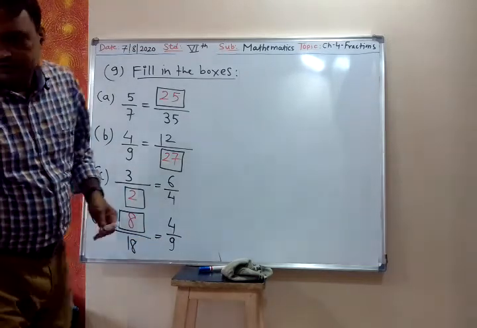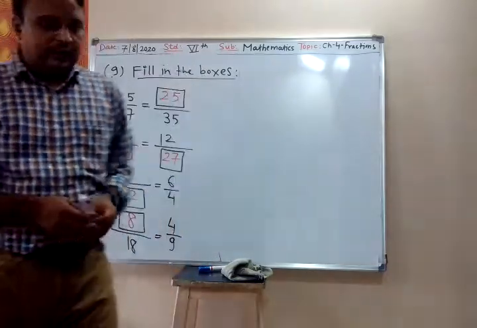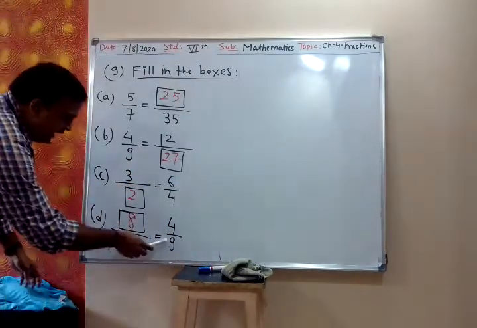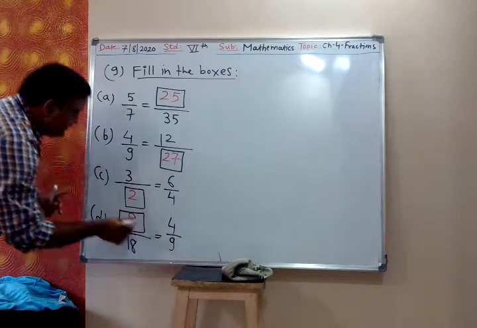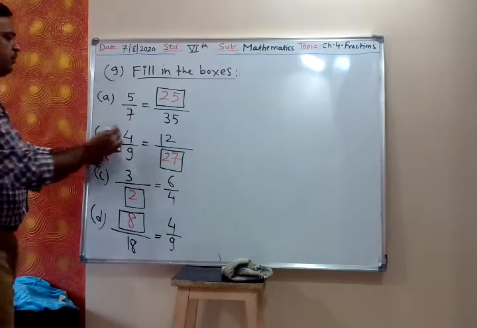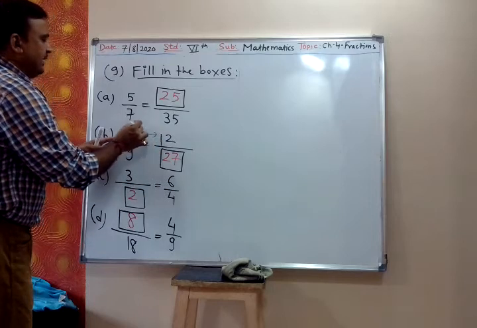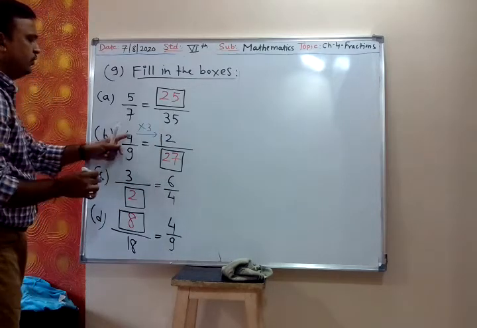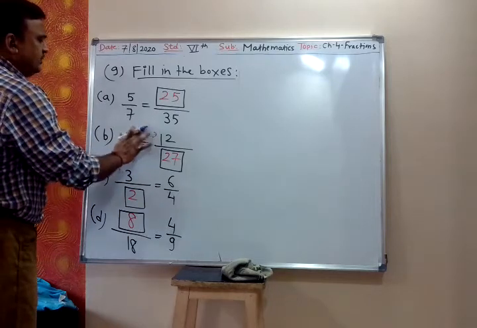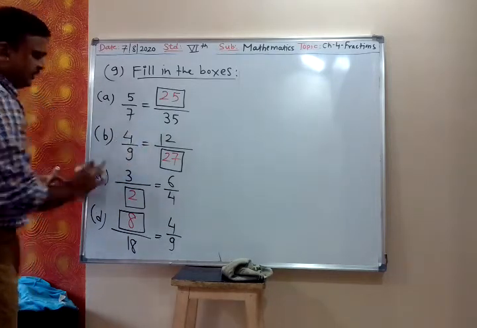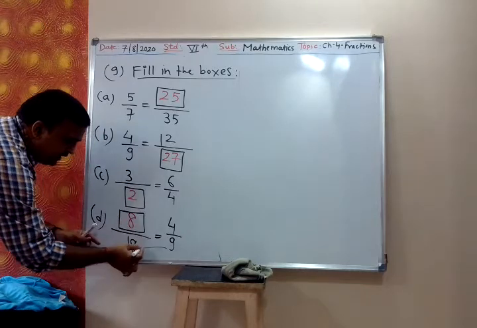That is what I am explaining. 4 becomes 12. How does 4 become 12? We have multiplied by 3. So 4 3s are 12, and 9 3s are 27. You have to multiply by 3. Then this 9 becomes 18.